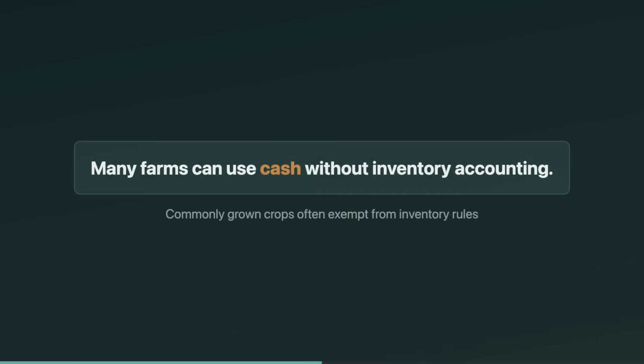Here's the inventory angle. Inventory rules push many businesses toward accrual because you have to track cost of goods sold. But farming is weird. Inventory requirements often don't apply to most commonly grown crops, so many farms aren't forced into accrual. Exam tip: if the fact pattern says not required to keep inventory, cash method is usually still on the table.